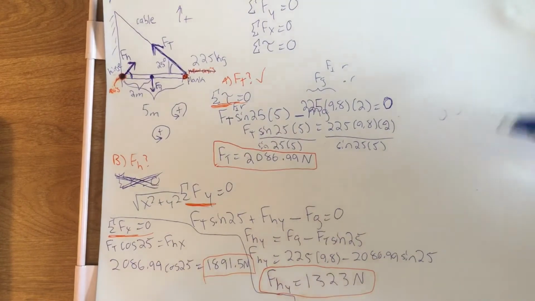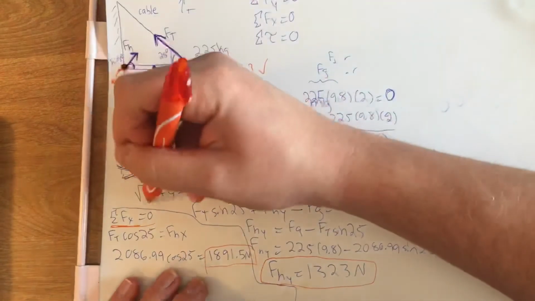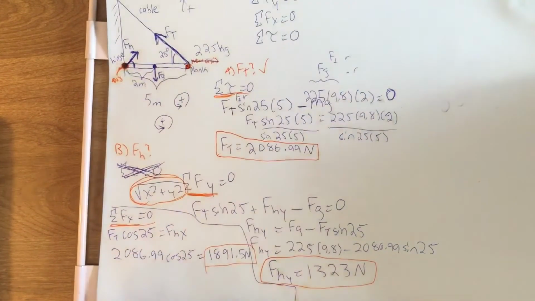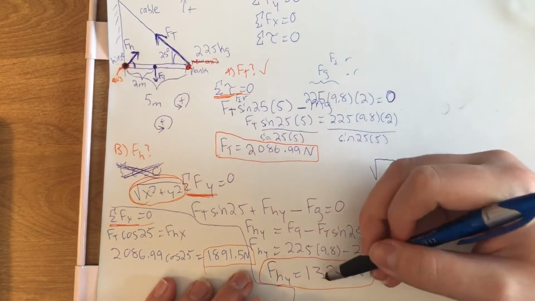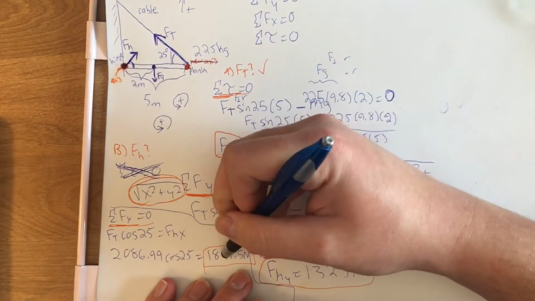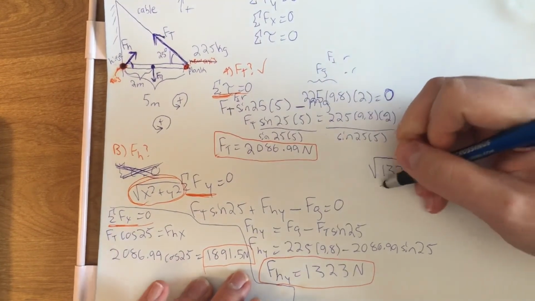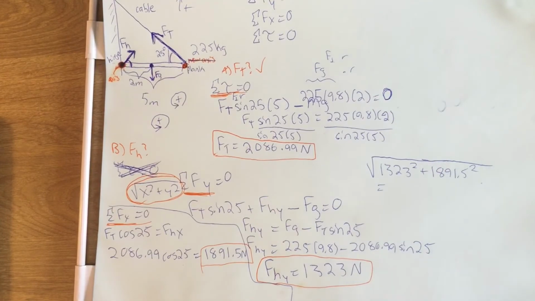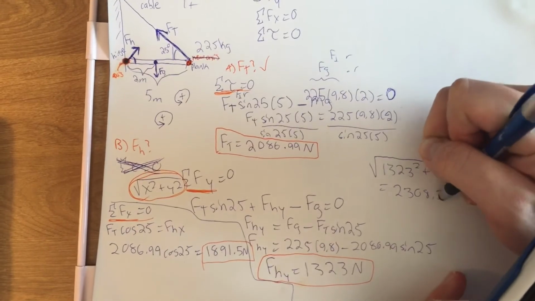And then to get my answer, to figure out what the force from the hinge is, we do the square root of x squared plus y squared. So I'm going to plug that into my calculator. Here's my y component of the hinge. X component of the hinge. Type that in my calculator, and I get that the force of the hinge is equal to 2,308.26 newtons.